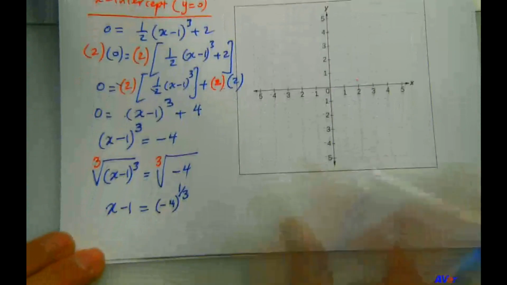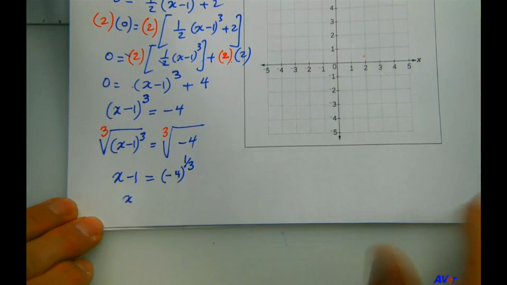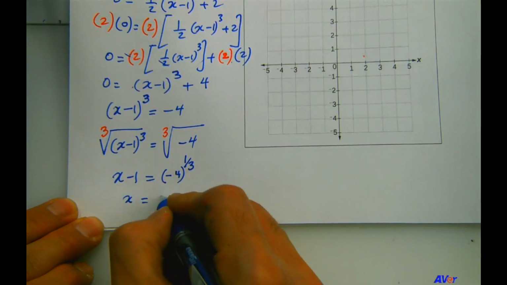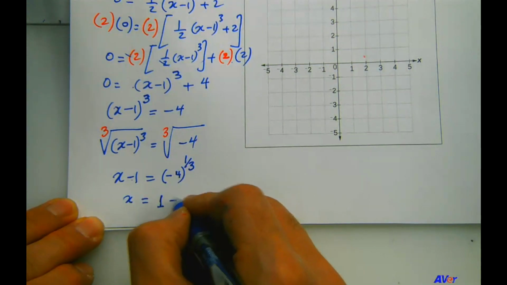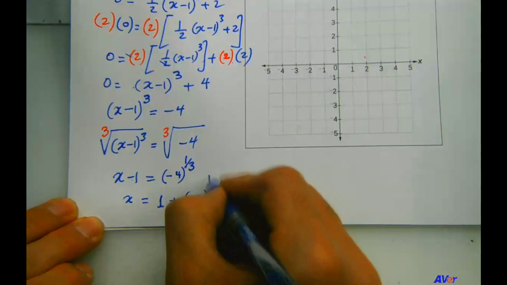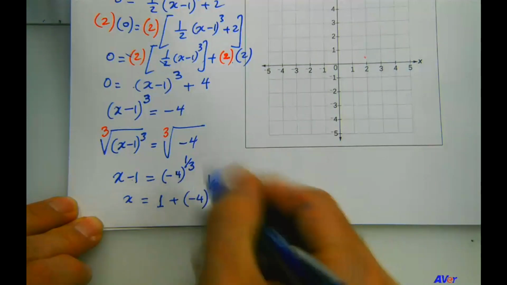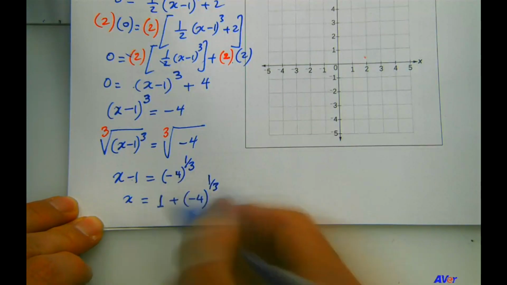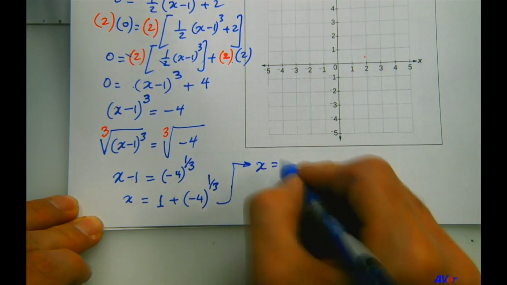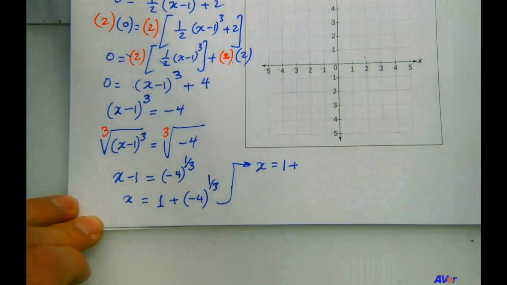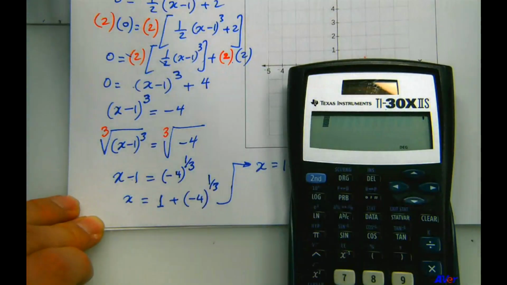Remember that? All of this makes use of the tools we learned in chapter 1. Okay, so what is this quantity? x equals, let me move this up a little bit, x equals 1 plus minus 4 to the 1/3 power. So let's calculate this number, because right now it's hard to imagine what this number is. So x equals 1 plus, I'm going to calculate that on my calculator here. Minus 4 to the 1/3 power.